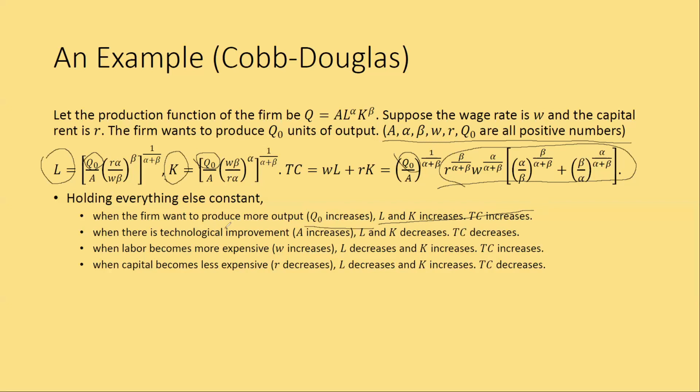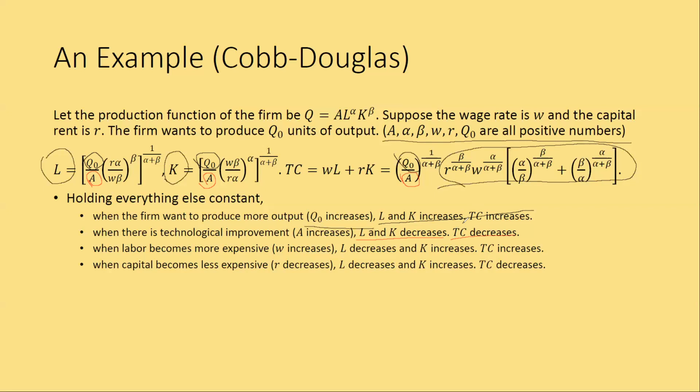Now, when there is technological improvement, which is when A increases, the denominator becomes larger, so what is within the bracket becomes smaller. So we are going to need to employ both less labor and less capital. And also, when A becomes larger, what's in the denominator becomes larger, so the fraction becomes smaller. So we are going to incur a lower amount of total cost, and this is consistent with our intuitions, right?